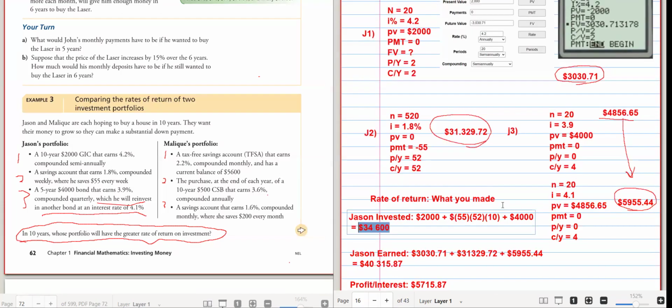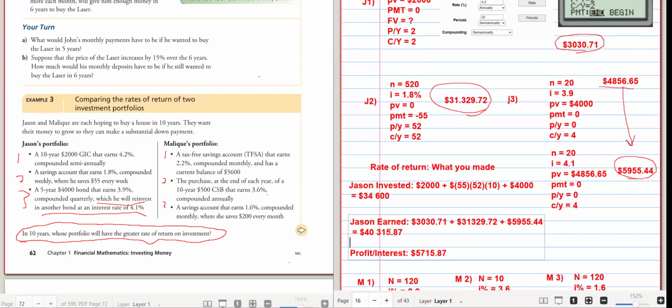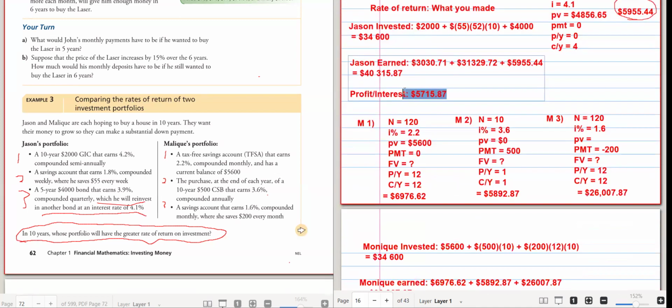How much did he earn? Well, I added up all three of these numbers, right? Boom, boom, boom. He earned $40,315. So how much did he profit? About $5,700.